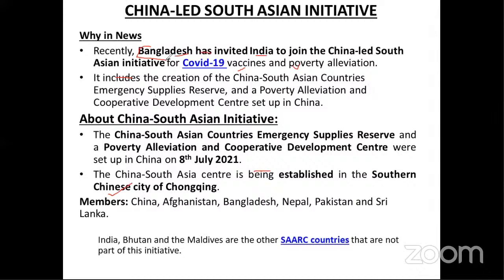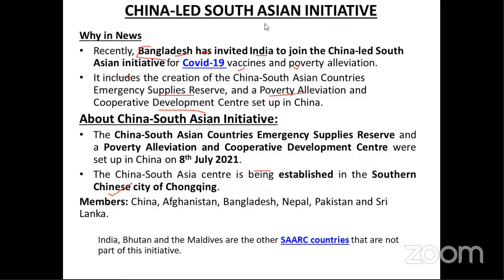And what is the main purpose of this? How we can deal with the situation that happened because of COVID-19, distribute medicines and other equipment among these countries, and run a poverty alleviation program. So it includes the creation of a China-South Asian countries emergency supply reserve and a poverty alleviation and cooperative development center set up in China. That's why the China-led South Asian Initiative was in the news.